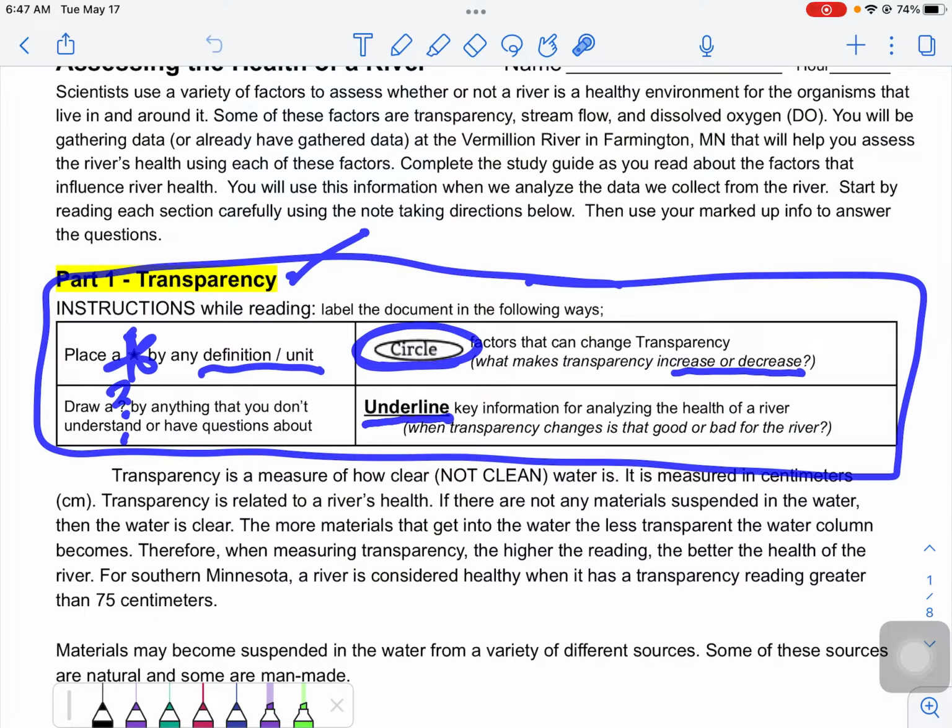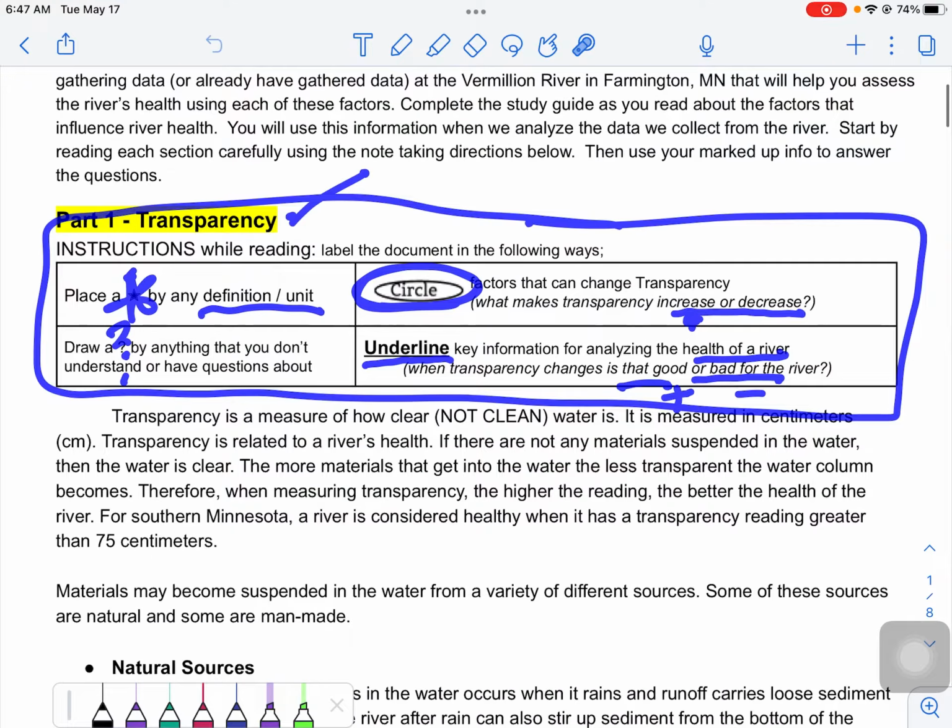And then underline things about the health. So if it's saying this factor increases it to make it a negative impact, that's something we would underline. Or a positive, good health, we would underline. And you can always throw in like a positive or a negative as you're going with those underlines as well.